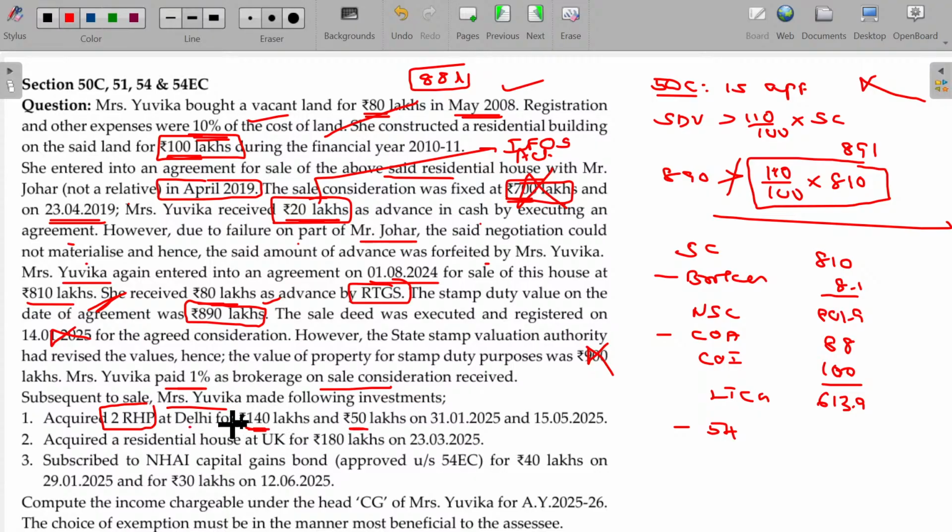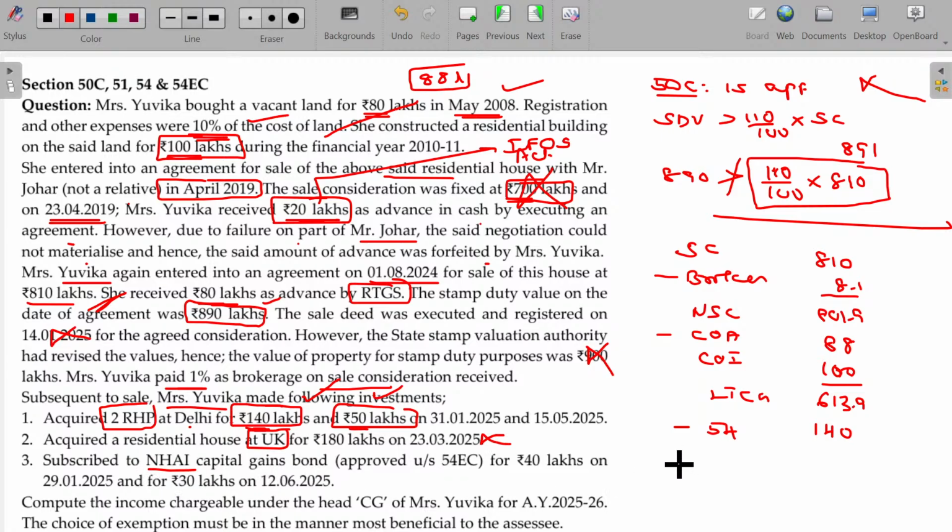Out of these 2, you can claim this one. And the house property should also be purchased before the due date of filing of return of income. So these 2 are eligible, but anyhow you are eligible for only one of these 2. So 140 can be subtracted. Right. And residential house property purchased in UK is not eligible.